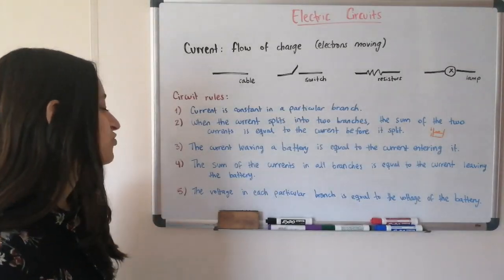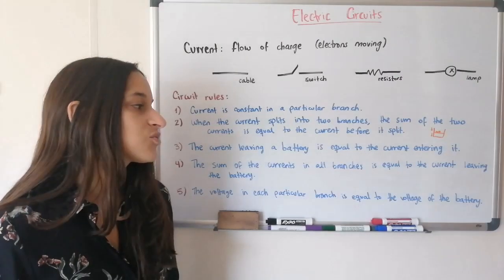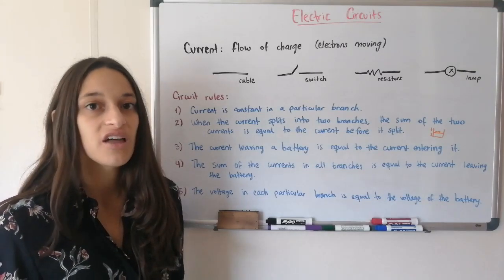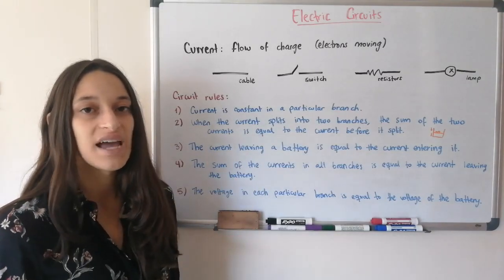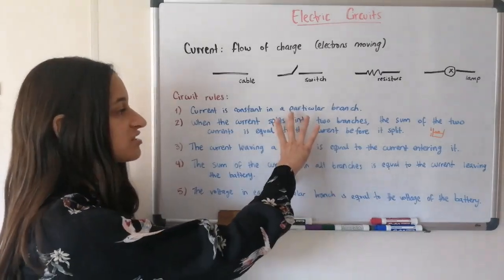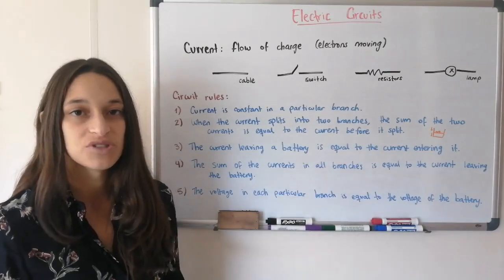And the fifth one is about voltage, and it says the voltage in each particular branch is equal to the voltage of the battery. So with voltage, it's different. It's not that when you add all the branches, it adds up to the current of the battery, which is the case for current. But in voltage, every branch has the same voltage.